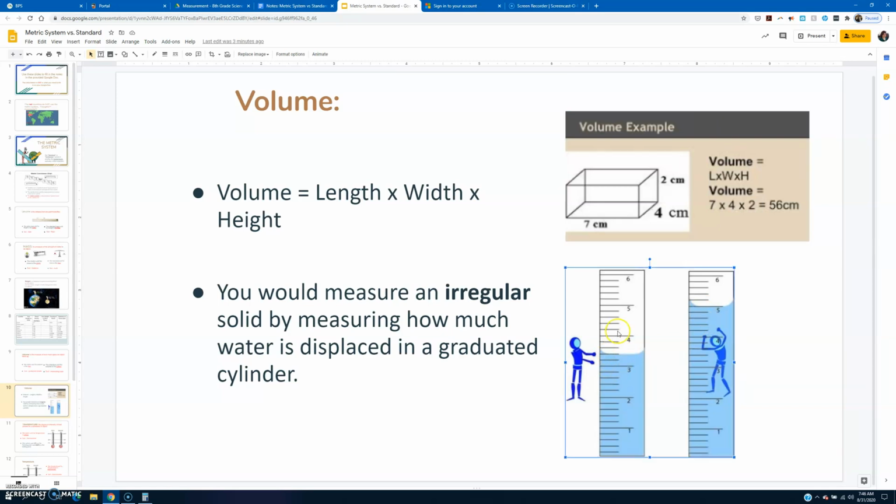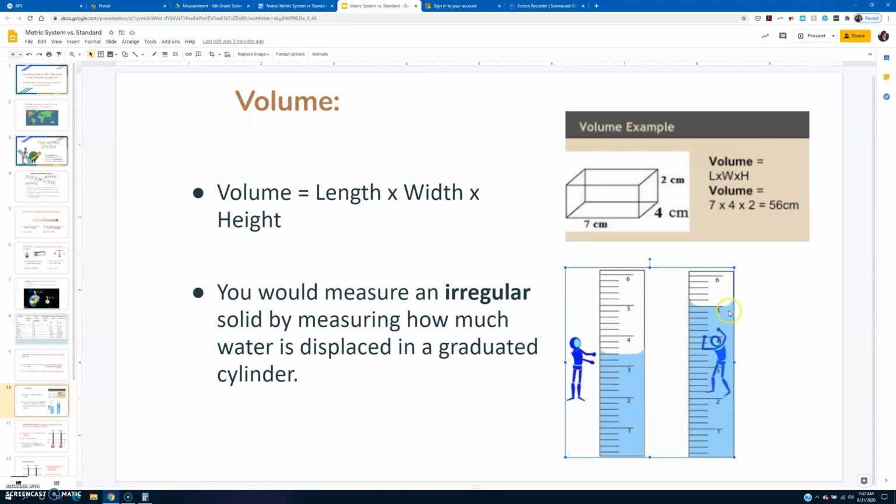So from 3 to 4, if I go 1, 2, 3, 4, it's 5 spaces. So every space is worth 2. Remember, because I said it's a difference of 10 in between each one. So it's 3.2, 3.4 milliliters here.